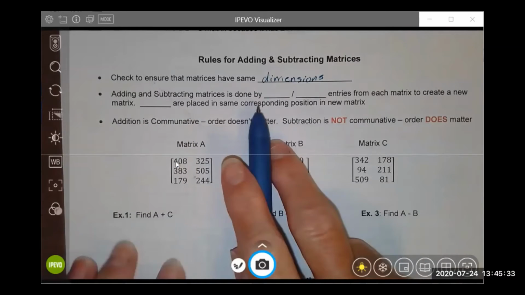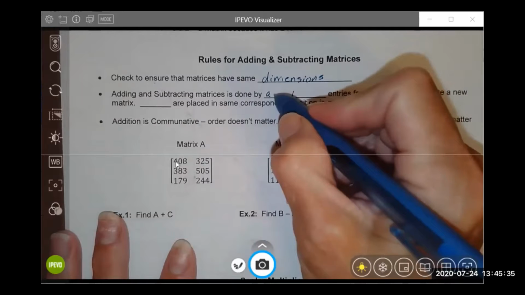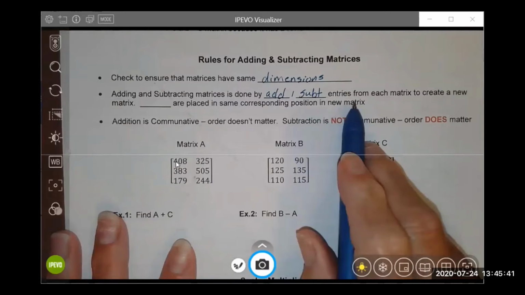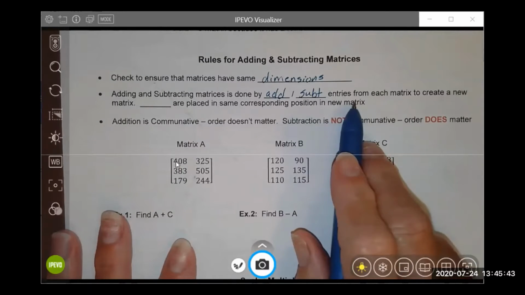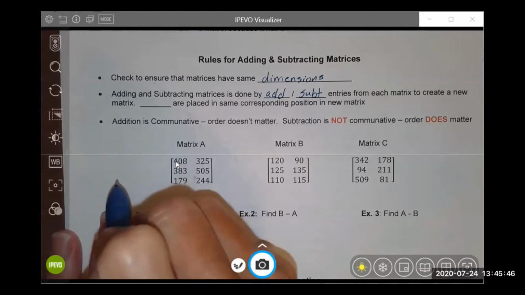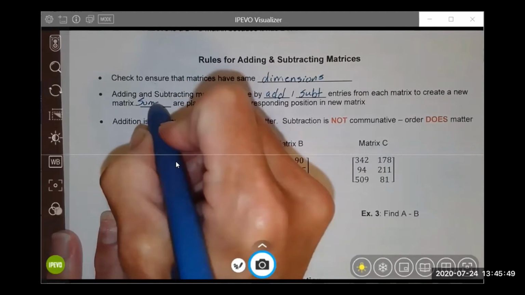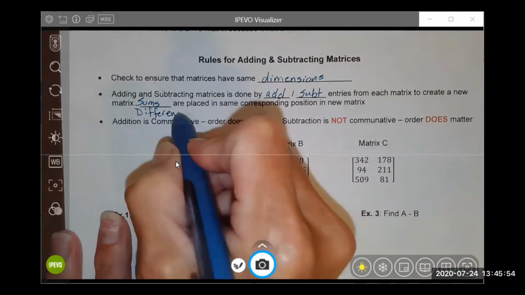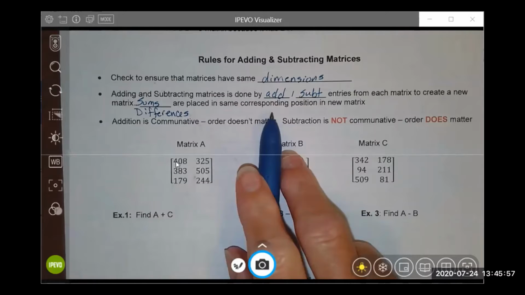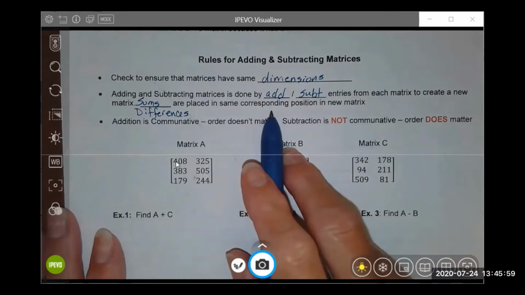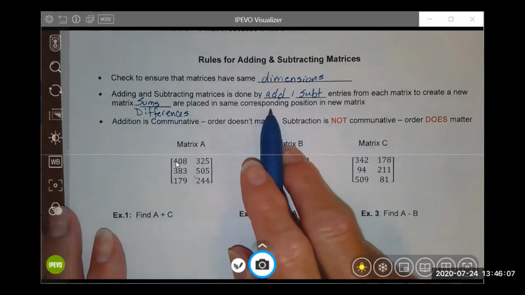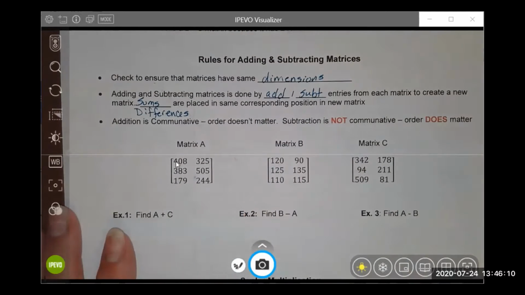Adding and subtracting matrices is done by adding or subtracting the entries from each matrix to create a new matrix. The sums, or we'll call it sums, differences, sort of the answers, are placed in the same corresponding position. And if you remember back to geometry, that means that they're in the same relative position. So if you're the top left number, your answer for adding a bunch of matrices would go in the top left. And we put them in a new matrix.